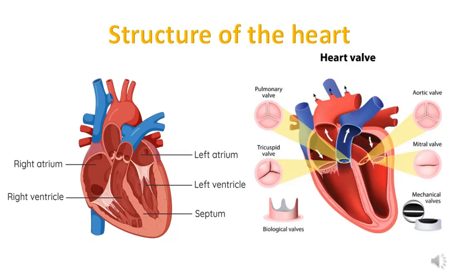Structure of the heart. Chambers: the heart has 4 chambers: right atrium, right ventricle, left atrium, left ventricle. Valves: 4 valves ensure one-way blood flow: tricuspid valve between right atrium and right ventricle, pulmonary valve between right ventricle and pulmonary artery, mitral valve between left atrium and left ventricle, aortic valve between left ventricle and aorta.